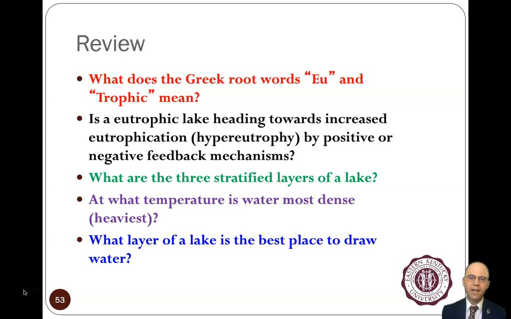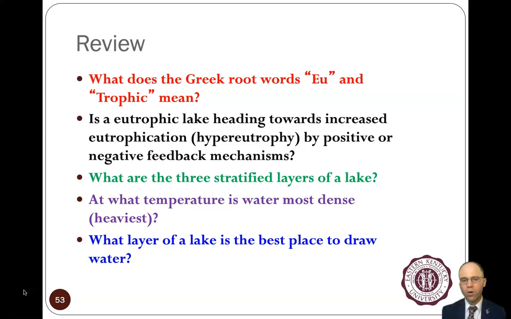What are the three stratified layers of a lake? We have the summer stratification that happens in temperate lakes in the United States. The top layer is the epilimnion. The middle layer is the metalimnion, also known as the thermocline, and the deep coldest layer is the hypolimnion. At what temperature is water the most dense? So when is water the heaviest? It's 4 degrees Celsius or approximately 39 degrees Fahrenheit.